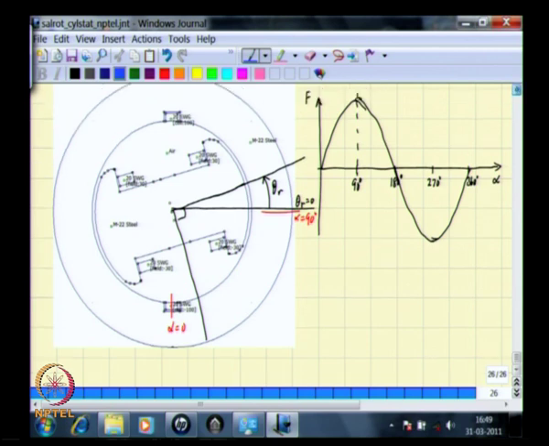How to do that? Now let us say that the peak of this MMF distribution is F hat. Then F hat lies along the axis of the stator winding, and a component of F hat that lies along this theta r can then be given as F hat cos theta r.